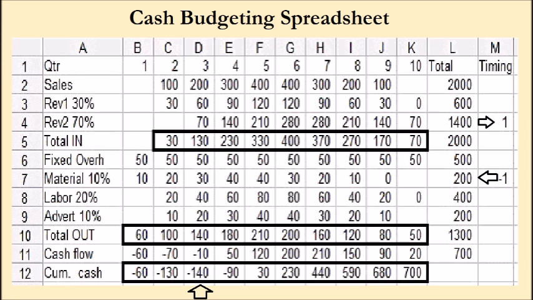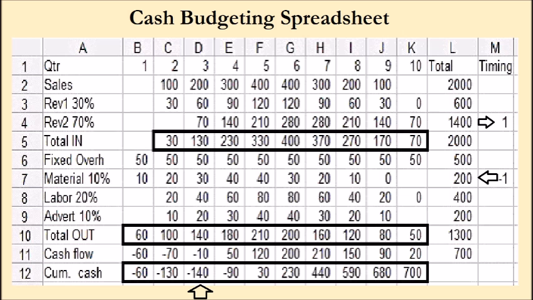Let's see, on line 5, we have the monies coming in. Notice line 4, the postponement by 1 quarter of the 70% in revenue. On line 10, we have all the monies going out. That includes that 10% for materials 1 quarter earlier. Line 11 is the difference between the two. But you know what? That's not what we're really interested in.